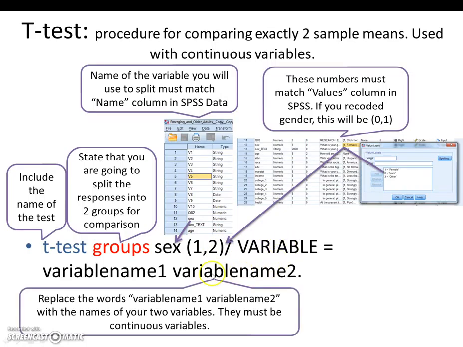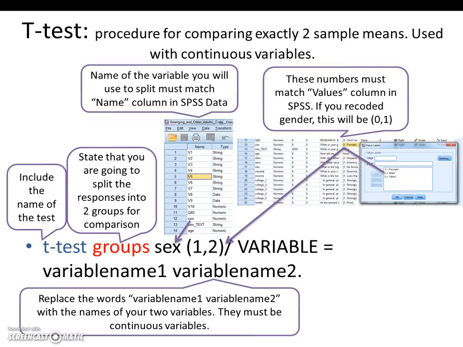Next, we put in your variable names. These are your variable names. You need to delete the words variable name 1, variable name 2, and replace it with whatever you named your variables. Now these need to be continuous variables. If you have a categorical variable, you will not be doing a t-test on it. That will be a chi-square. We will do that next.